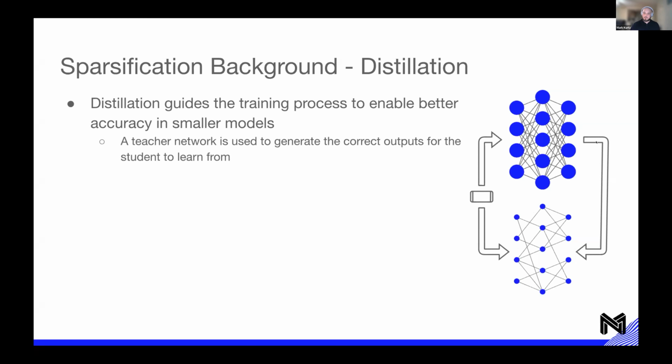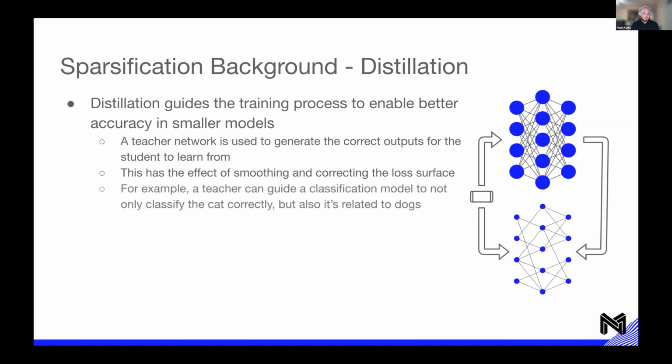And then what the teacher is going to do is tell the student what the output is, and we're actually going to combine that into our loss function. And then update our weights based on what the teacher said the answer should be. What this leads to is an effect where we're actually smoothing and correcting the loss surface. So for example, a teacher can guide a classification model to not only classify the cat correctly that we're talking about, but that's also related to dogs.